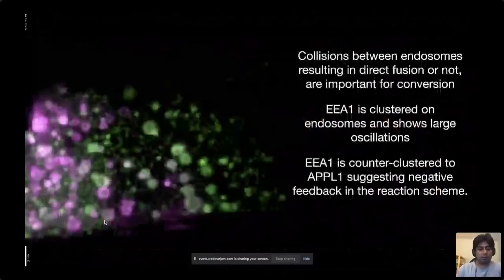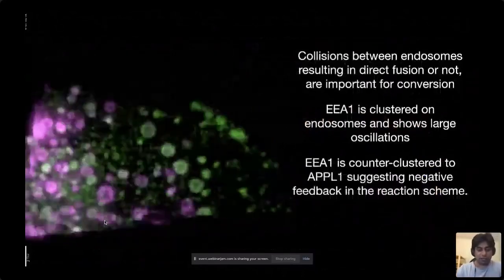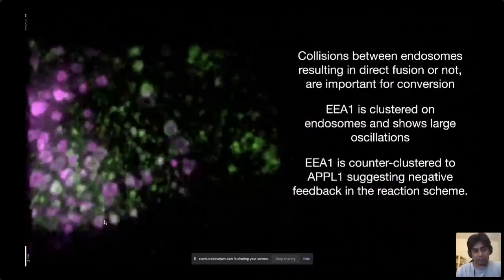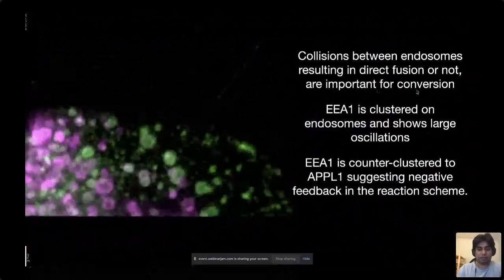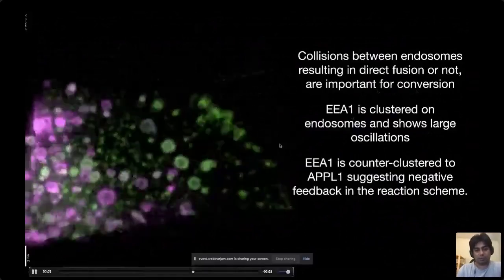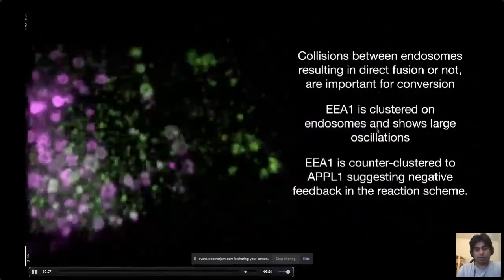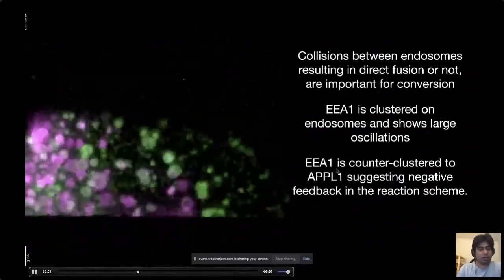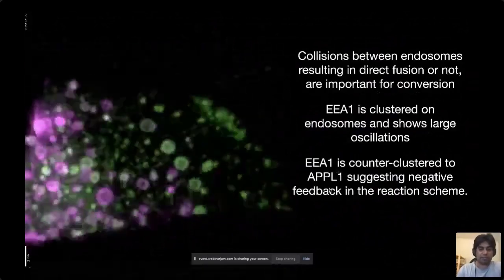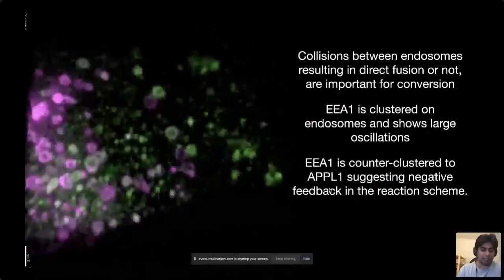And so what we figured out by imaging, essentially volumetric live cell imaging and super resolution, is that collision between endosomes, resulting in direct fusion or not, is important for conversions. EEA1 is clustered on the endosomes and shows large oscillations. EEA1 is counter-clustered to APPL1, suggesting that there's a negative feedback in the reaction scheme.